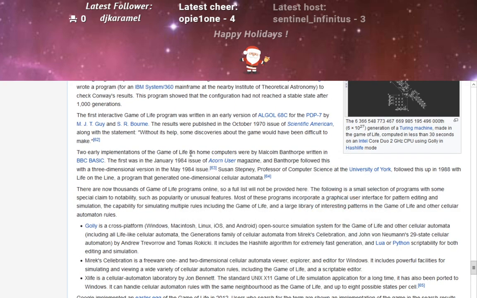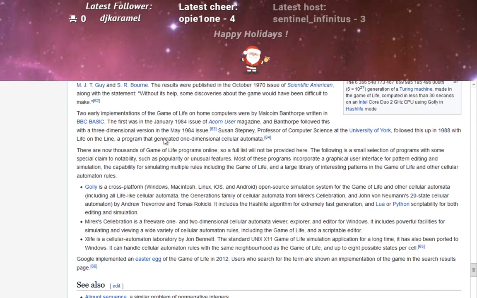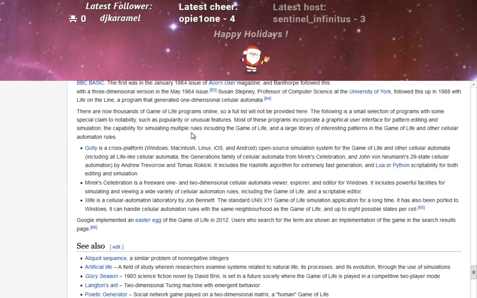First written in an early version of Algol 68C. Oh my god. There are now thousands of Game of Life programs online, so a full list will not be provided. Golly is a cross-platform open source simulation system for the Game of Life. It has Lua or Python scriptability for both editing and simulation.